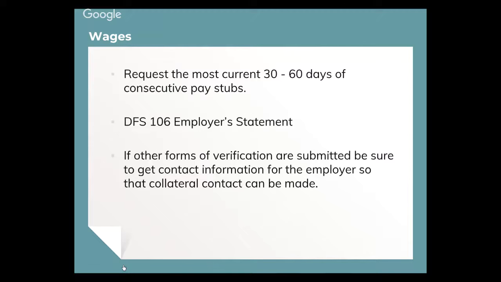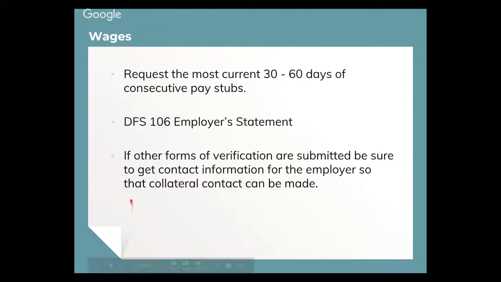Say you have a client who does house cleaning. They might submit something from the person they clean houses for saying, so-and-so works for me, they clean my house this many hours a week, this is what I pay them. Great. As long as we have that contact information so we can contact that person, we can pick up the phone, we can call them, and we can ask any questions that we need, and then we can document that very well.